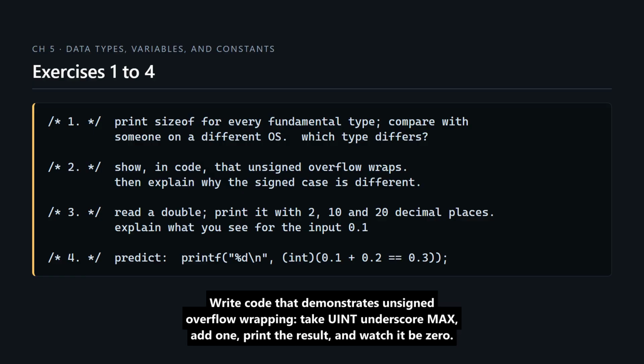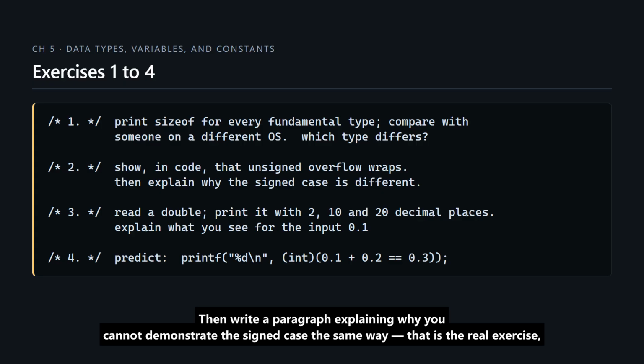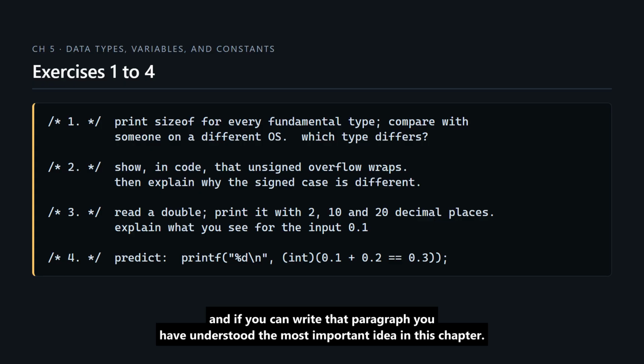2. Write code that demonstrates unsigned overflow wrapping. Take UINT_MAX, add 1, print the result, and watch it be 0. Then write a paragraph explaining why you cannot demonstrate the signed case the same way. That is the real exercise. And if you can write that paragraph, you have understood the most important idea in this chapter.